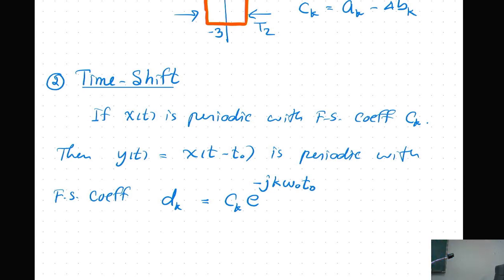So in other words, if you do the time shift of a periodic signal, then the result will also be a periodic signal, and you can find its Fourier series coefficient by simply multiplying the Fourier series coefficient of x with a complex exponential, where t0 is the time shift. The amount of time shift will appear in this complex exponential, and omega 0 is the frequency of the signal x. So as simple as that. And how would you use this one?